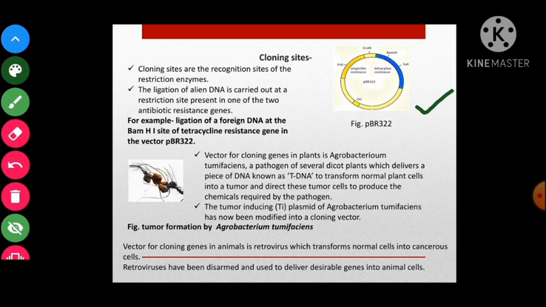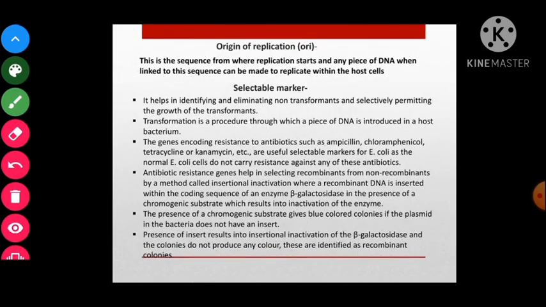The recombinant and the non-recombinant can also be differentiated on the basis of color production in the presence of a chromogenic substrate. Here, a recombinant DNA is inserted within the coding sequence of an enzyme, beta-galactosidase, which results in inactivation of the enzyme. Therefore, the bacterial colonies that have inserted plasmids show no coloration, while those without inserts show blue color. So in that way, recombinants and non-recombinants are differentiated.